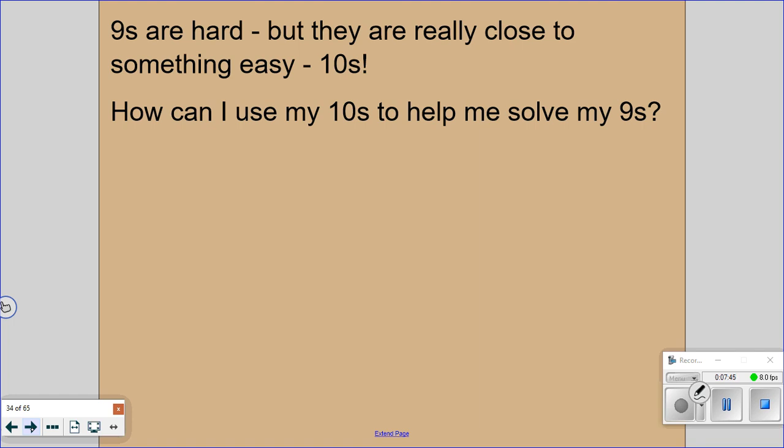I want you to write this question. It can be a subtitle or it can be a title on a new page if you need to turn the page. How can I use my 10s to help me solve my 9s? So you can write that on a new page or you can write it as a subtitle.